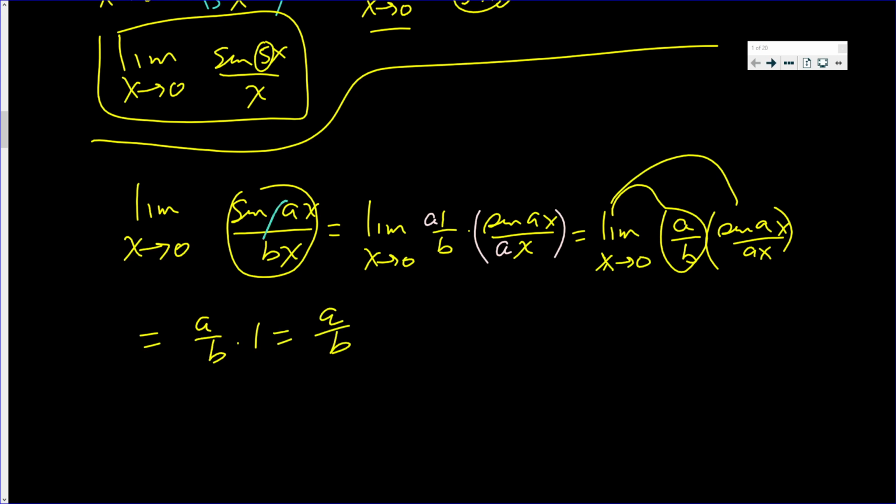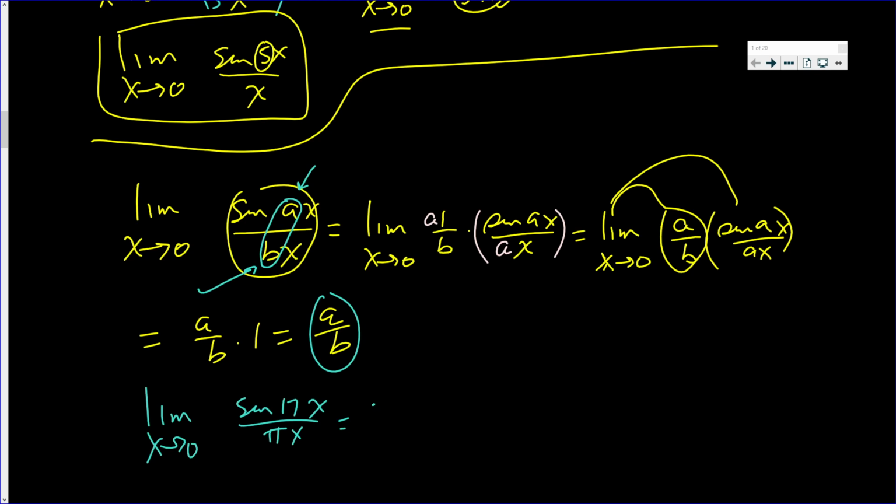You mean the answer is this? Yes. Yes. See, if I put 5 in there and 7 in there, maybe it was a coincidence that I got 5 over 7. But that's why I did it in general. So now I know. Somebody asked me, what is the limit as x goes to 0 of sine of 17x over pi x? I know the answer is 17 over pi. That's the answer. This theorem told me that. Okay, you always get a over b.